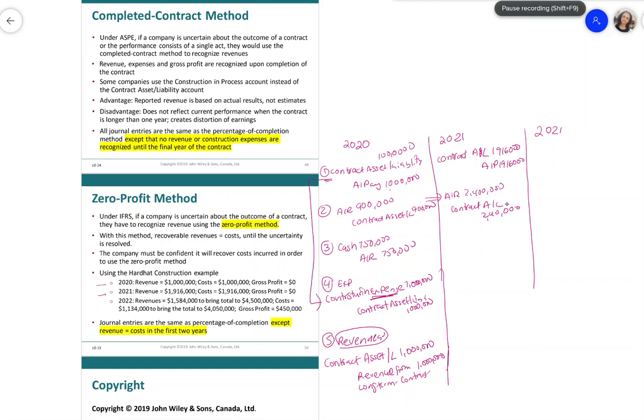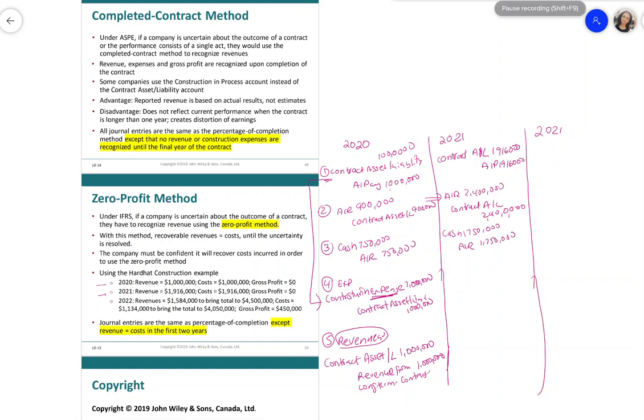And going forward, what we have to do is then we collected the cash. We collected 1,750,000: debit cash, credit my accounts receivable. That will be your 1,750,000. So that's the entry.